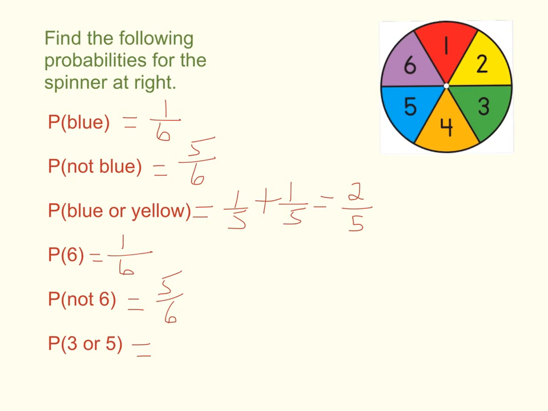My probability of getting a 3 or a 5, my probability of getting a 3 is 1/6. My probability of getting a 5 is 1/6. So there are 2 ways to make me happy. So my probability is 2 sixths. If you wish, you can simplify that to 1/3. All right, there you go. Happy probability spinning.